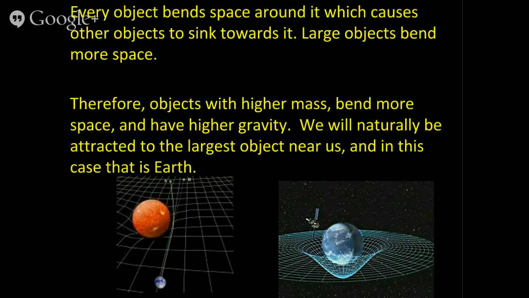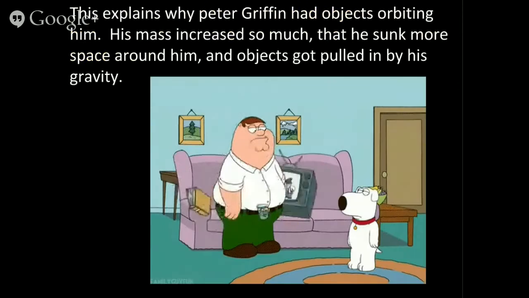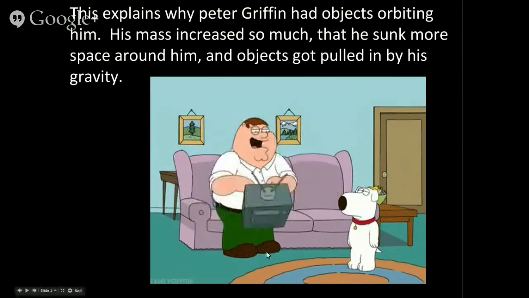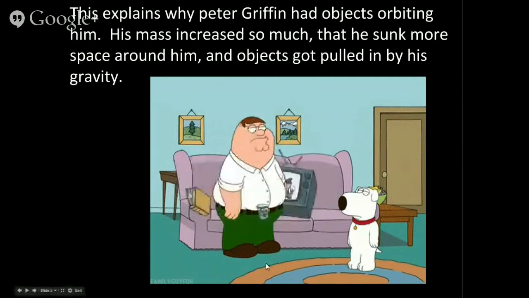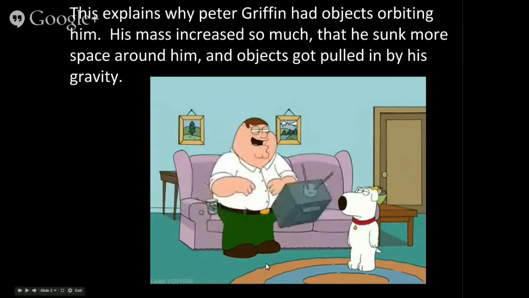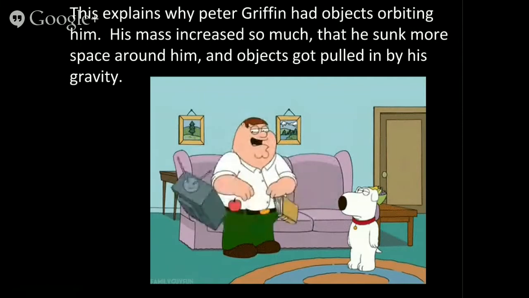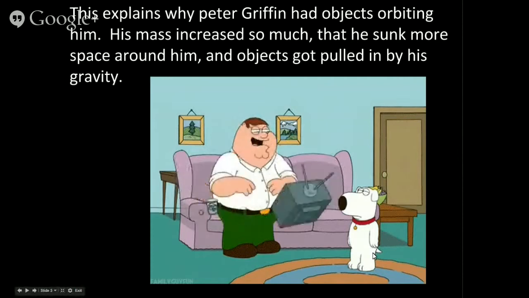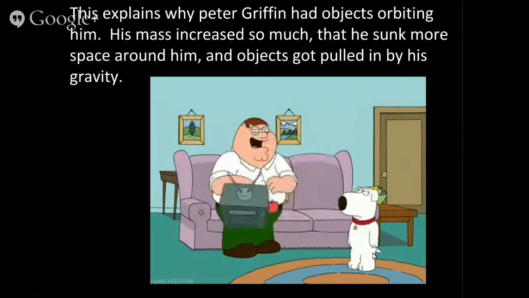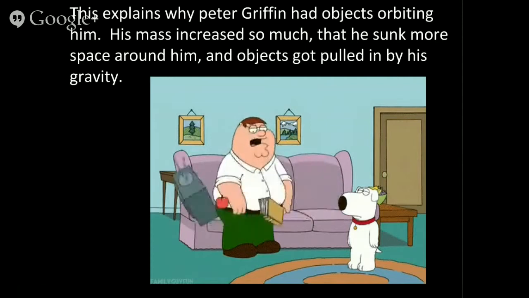That would explain the joke in Family Guy when Peter Griffin has objects orbiting around him. The joke is that he's so fat that he has his own orbit because his mass is so large that he has objects orbiting around him. Brian also has mass, but he's not fat enough and not large enough to sink enough space inwards to get objects to float around him.